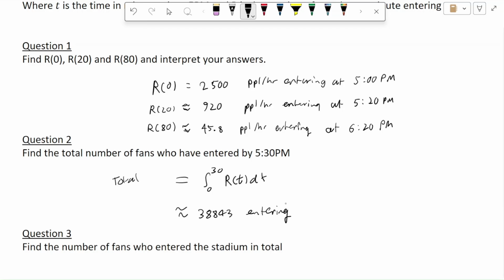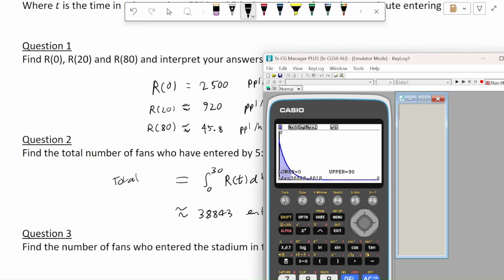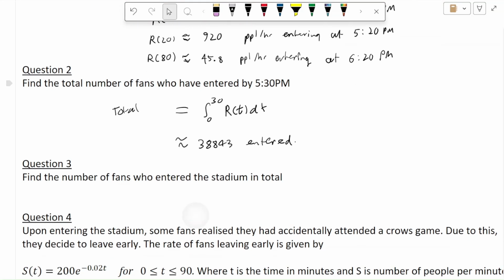By the way, I'm hoping this graph sort of makes sense. It's high at the start because everyone's going to want to enter when the gates open, and then it gradually tapers off as people have made it to the game and stuff.